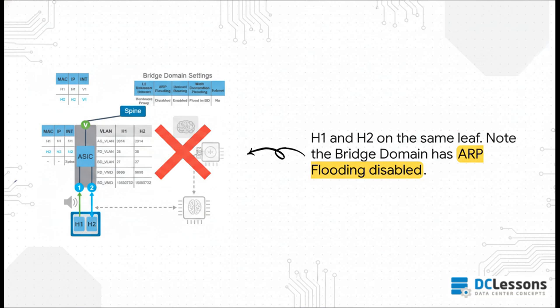And since our host H2 has been silent, the leaf switch has no idea where it is. So we're at an impasse. The leaf can't learn, and it's not allowed to flood. This is exactly where ARP Gleaning has to save the day.